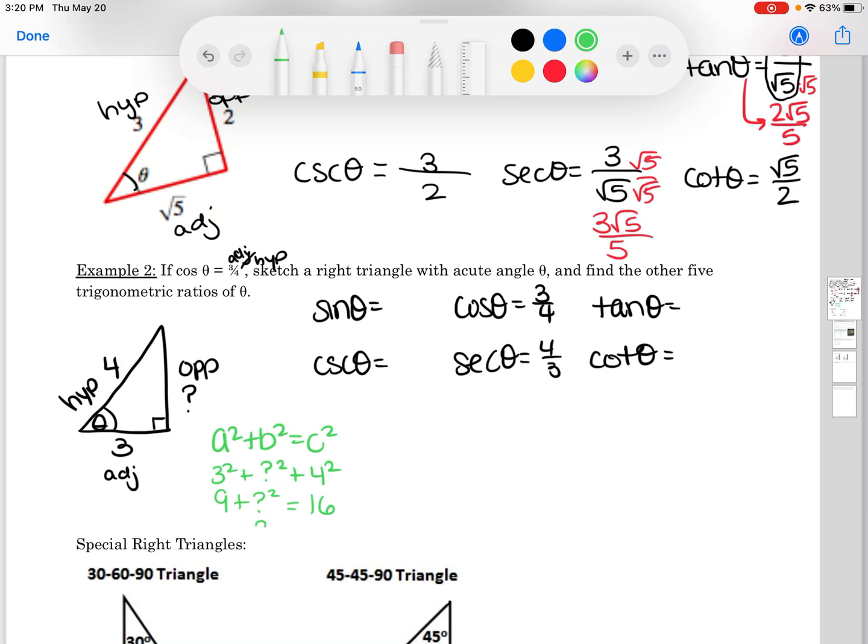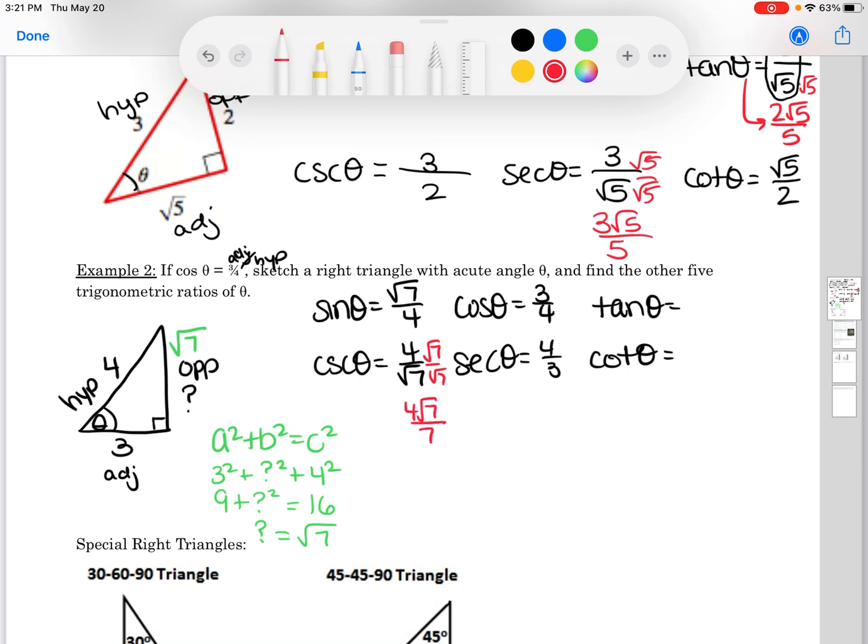16 minus 9 is going to be 7. So that missing side is the square root of 7. We don't have to worry about plus or minus here because we're talking about the leg of a triangle. So our opposite side is root 7. That means sine is root 7 over 4. And when we flip, that's 4 over root 7, but we need to rationalize.